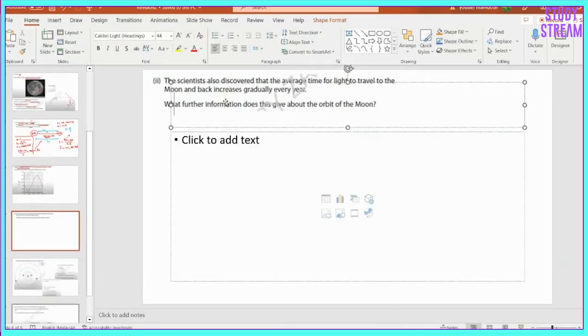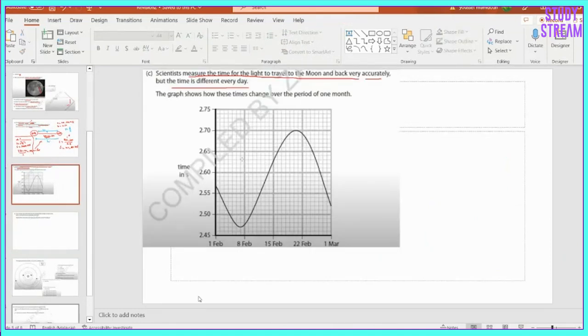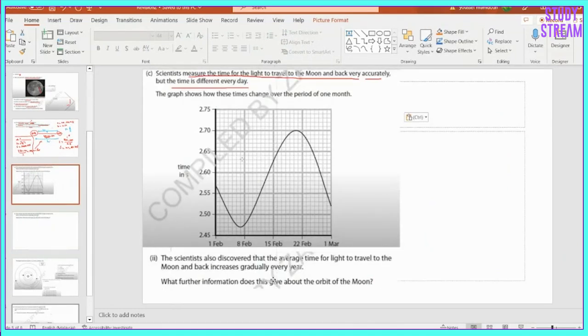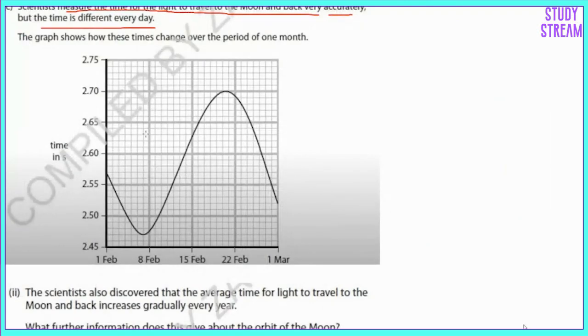Maybe I bring that one to the page, so it could be that I missed one of the questions. The scientists also discovered that the average time for light to travel to the moon and back increases gradually every year. What further information did this give you about the orbit of the moon?